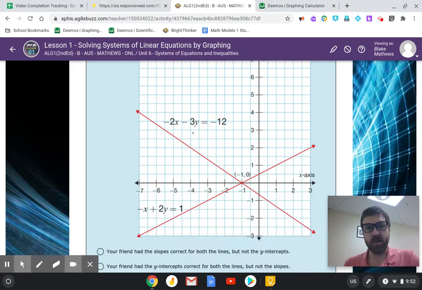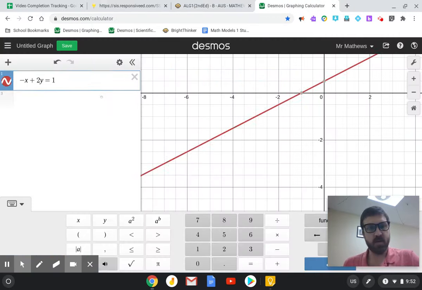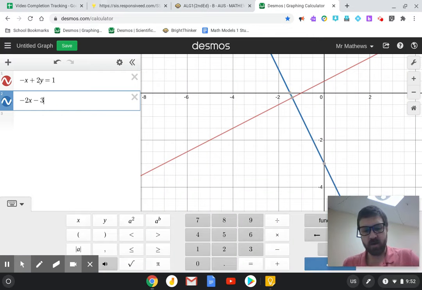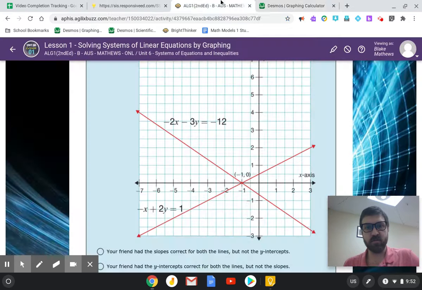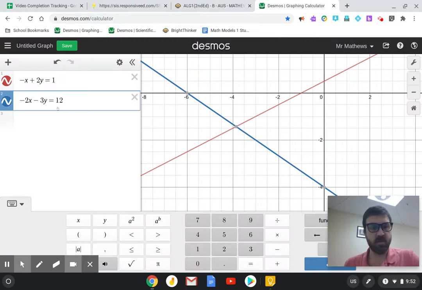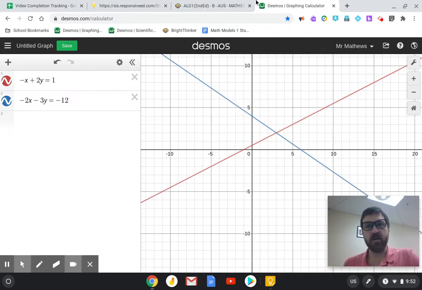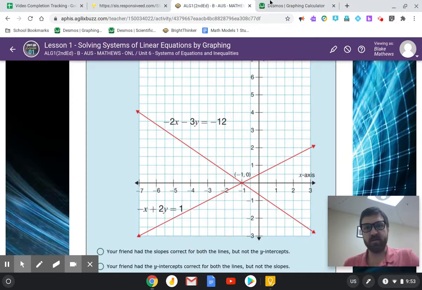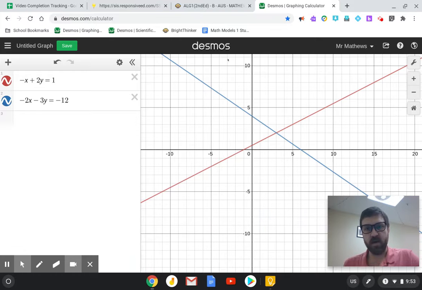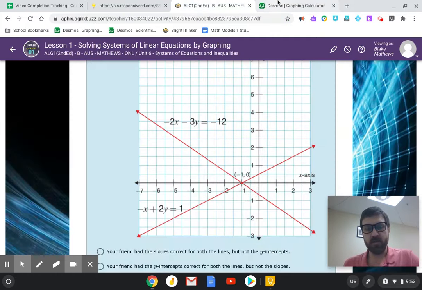And negative 2x minus 3y equals negative 12. Right? Negative 12. All right. So first, right off the bat, I see they've graphed these lines incorrectly. Specifically, they graphed the blue line incorrectly.